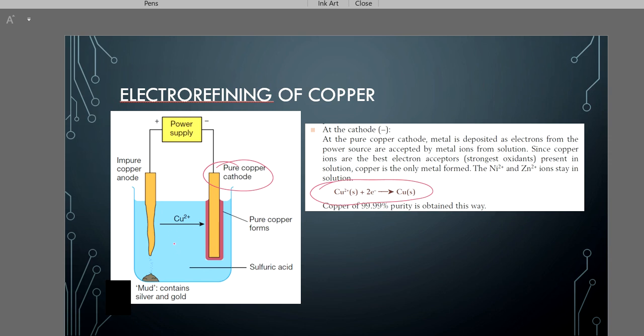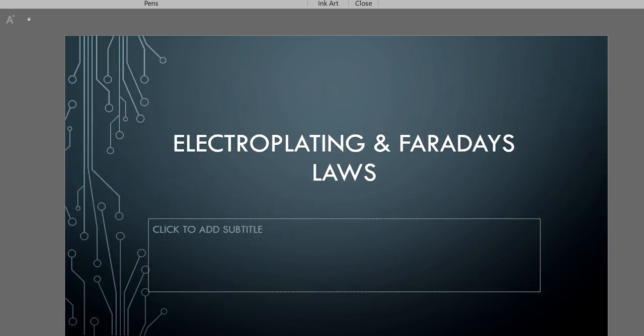Unreactive metals are left in the mud sludge down here, which potentially can be used for other purposes that might be able to isolate out certain metals. All right, so that is the end of part 2, and we will look at electroplating in our next lesson.